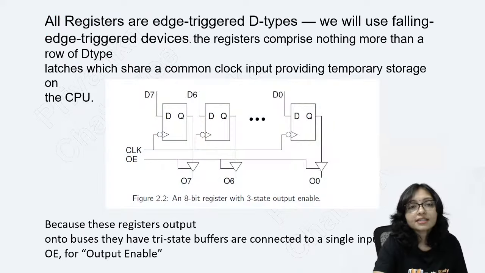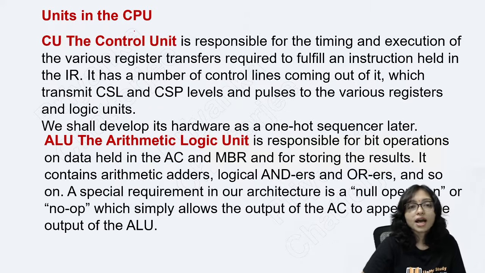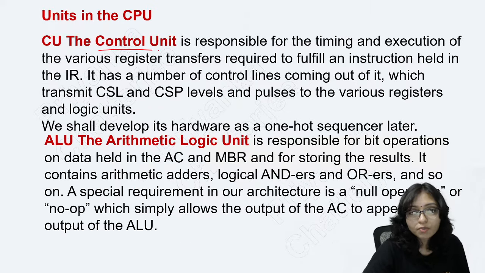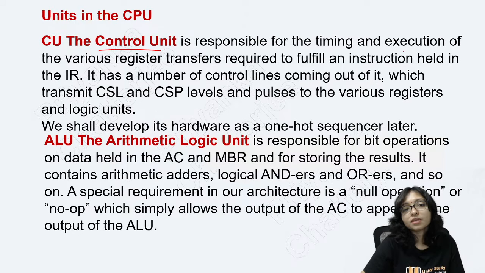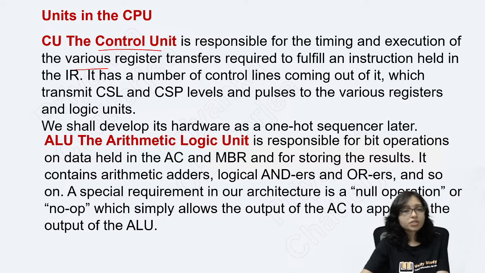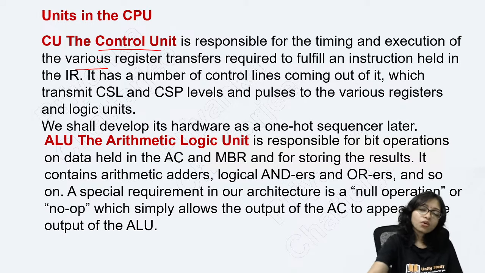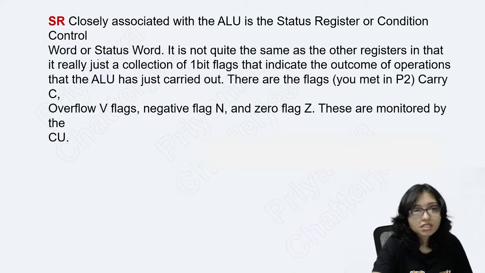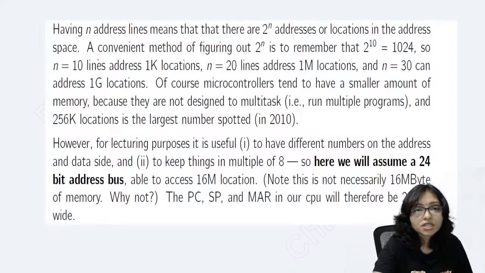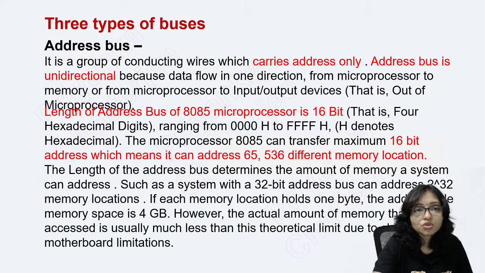Now you can see here the control bus, what is going on through the control bus. The control bus is responsible for executing all the control flags or control signals. This will be the main purpose of the control unit. Here I am going into more detail.